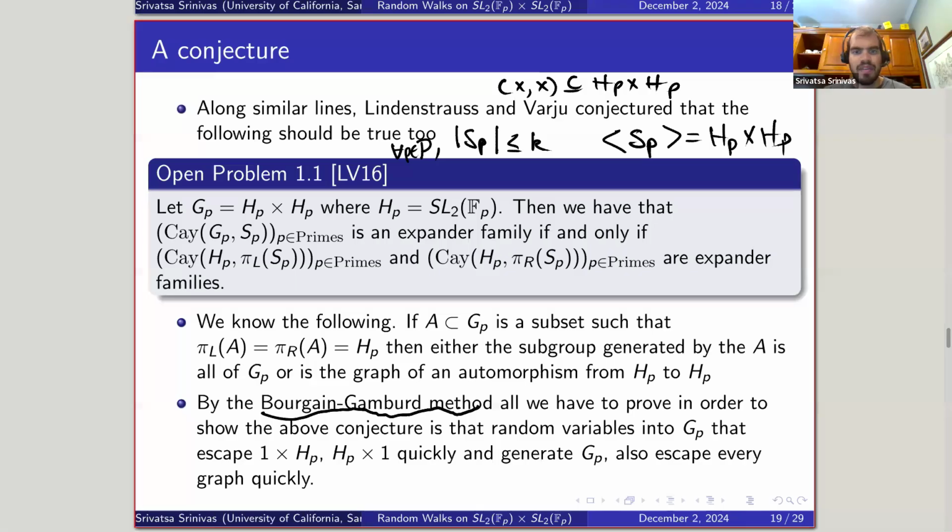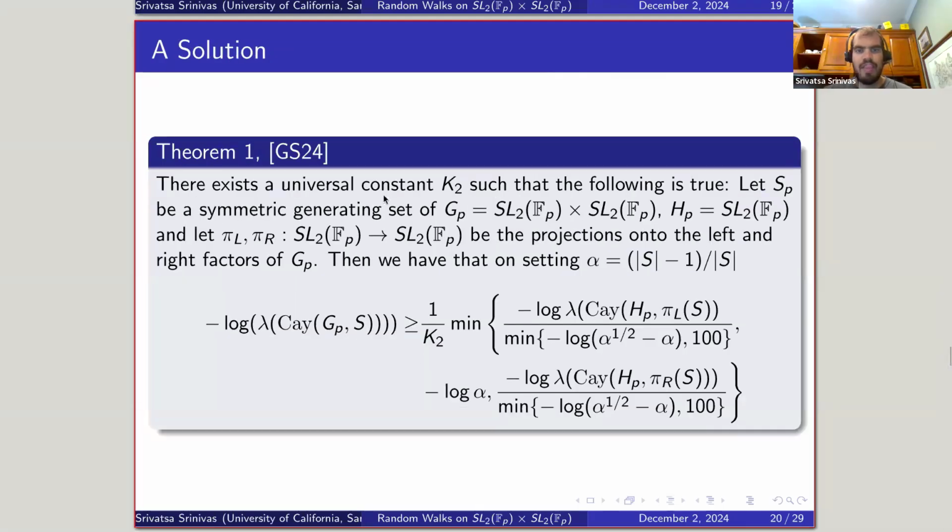All right, so here is our theorem. We basically say that the spectral gap of the Cayley graph of the product with this generating set is bounded below by the spectral gap of the Cayley graph of the projection onto the left and the projection onto the right. So we answer their question.